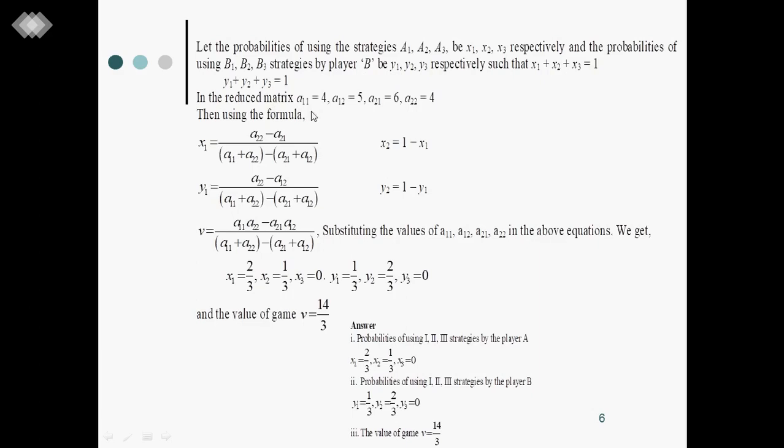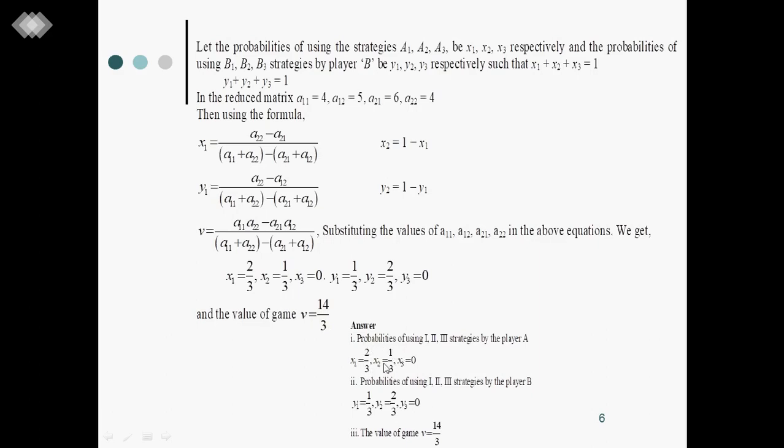So in the reduced matrix, if you compare a11, a12, a21, a22, for x1 this is the equation or formula we discussed. Fine. So this is the equation, and x2 is 1 minus x1, and similarly y1, y2. You may be thinking, what is x3? x3 is 0 because that strategy itself is deleted. y3 is also 0. Value of game is this one. x1 is 2 by 3, x2 is 1 by 3, x3 is 0. Similarly, y1 is 1 by 3, y2 is 1 by 3. You please see that the sum of the probabilities should be 1. Here also. Then value of game is 14 by 3, and this is the way of answering.